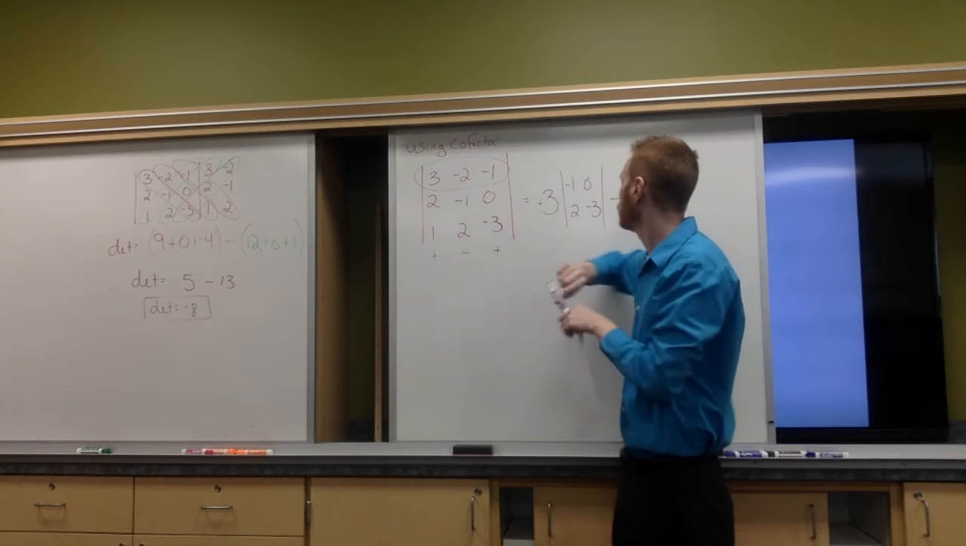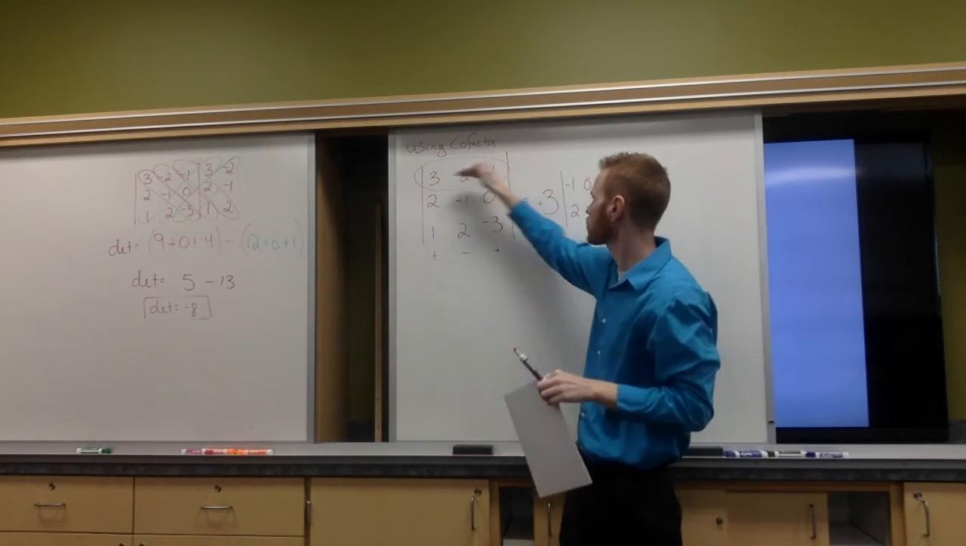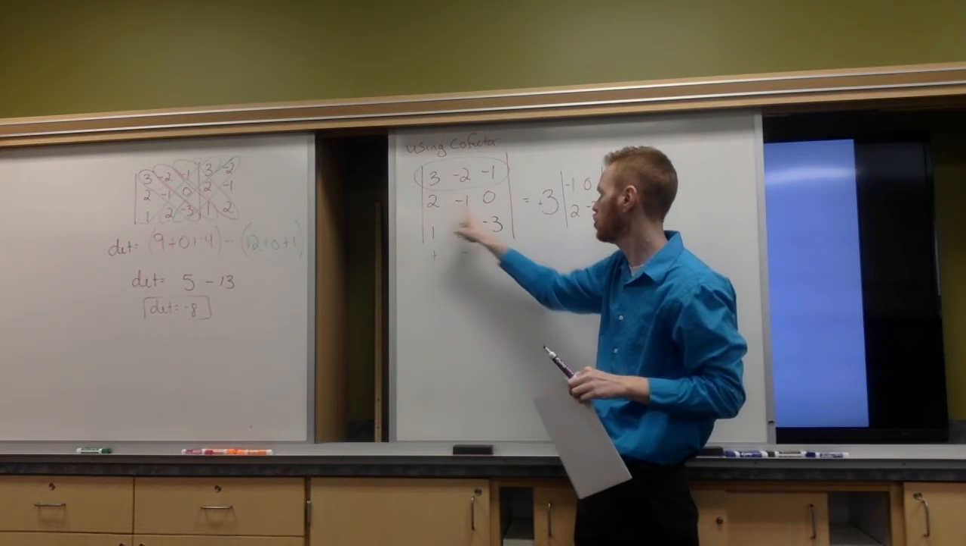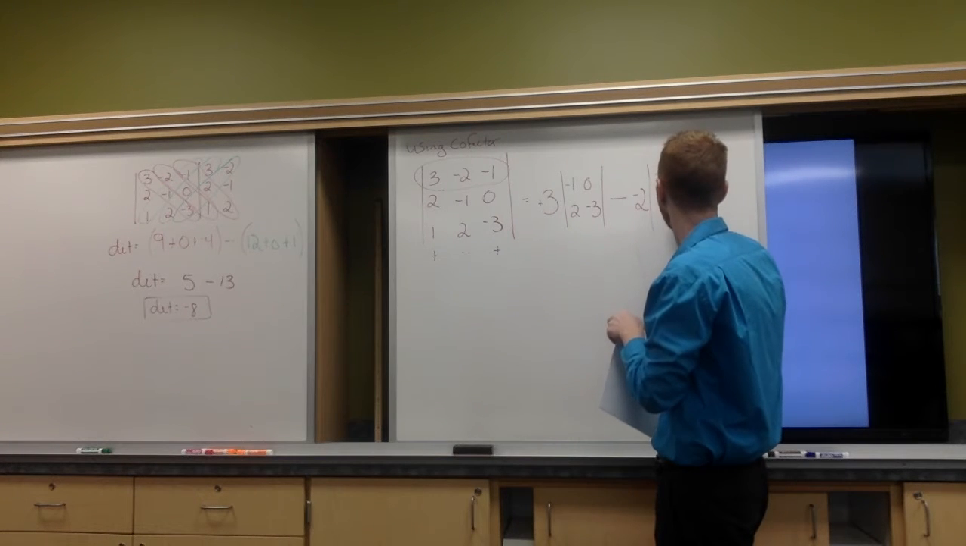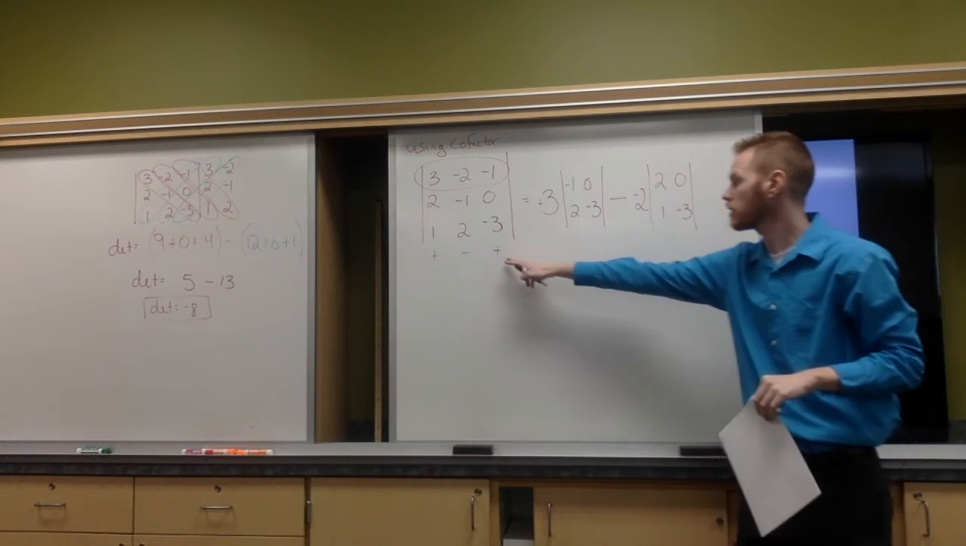So I'm going to pick -2 here. Okay. So once again, I'm going to block this row out, and now I'm blocking this column out. So what 4 numbers are left? 2, 0, 1, and -3, just like that. Okay, and the last one is a positive.